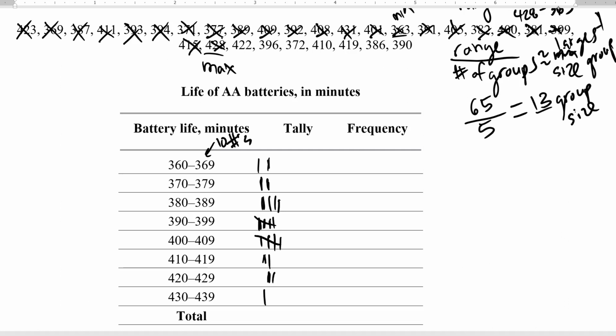I messed up there. The max isn't 428, is it? What was it? 430 something. Oh man. See, that's where I'm always going to make mistakes like that. What was it? 430 something.